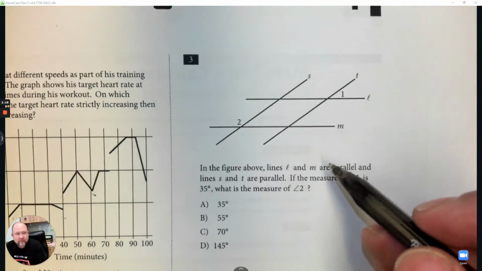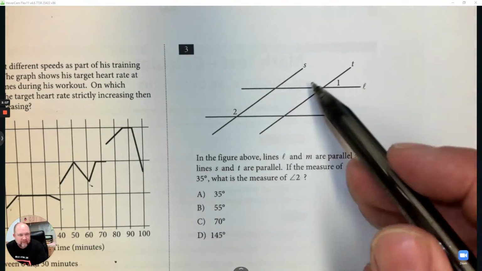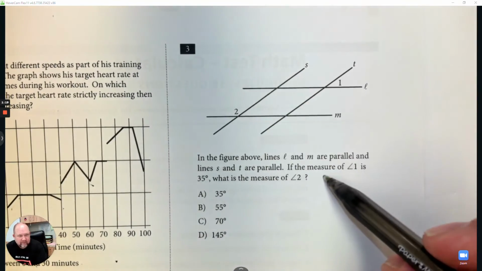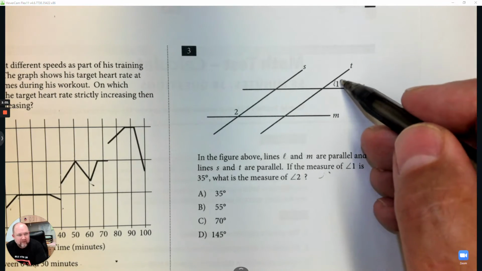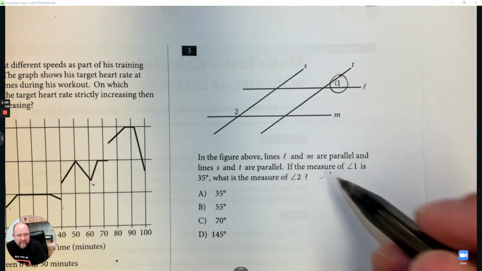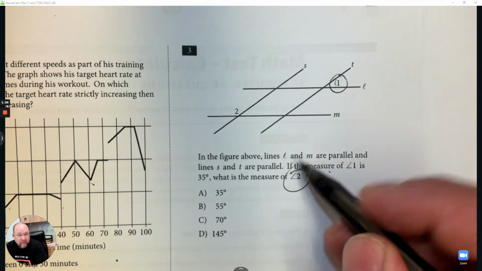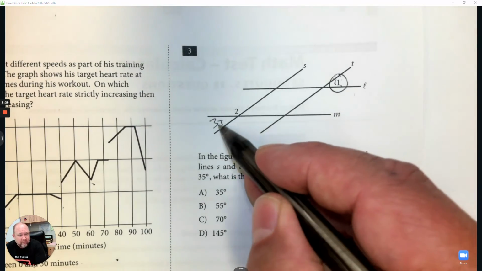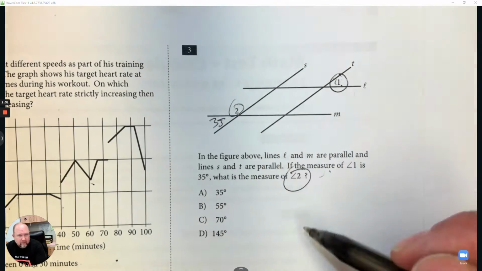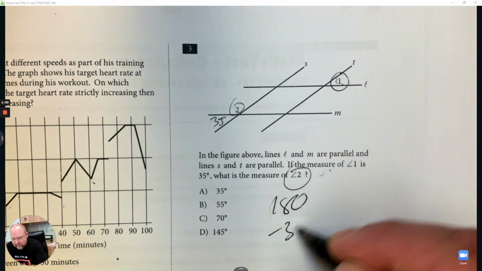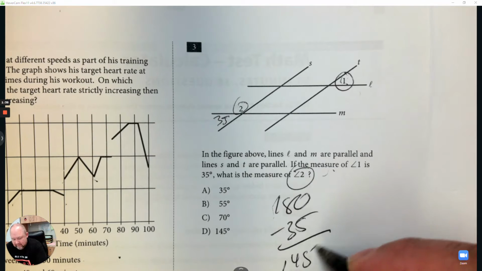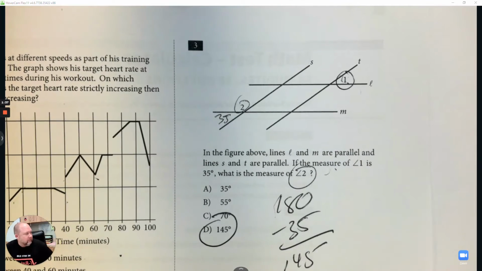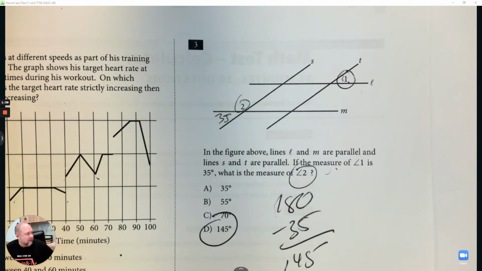Number 3, in the figure above, there are two lines that are parallel. If the measure of this angle is 35, then what's the angle of measure 2? So 2 is obtuse. This angle matches with this angle here. They're called supplementary. I just have to go 180 subtract 35 to get the answer. So the answer is 145.